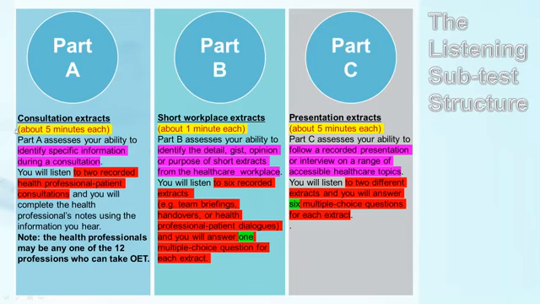The last part in this subtest is part C. In part C, there are 2 presentation extracts, about 5 minutes each. Part C assesses your ability to follow a recorded presentation or interview on a range of accessible healthcare topics. You will listen to 2 different extracts and you will answer 6 multiple choice questions for each extract. So the sum of questions in each part: part A, 24 questions, part B, 6 questions, and part C, 12 questions.